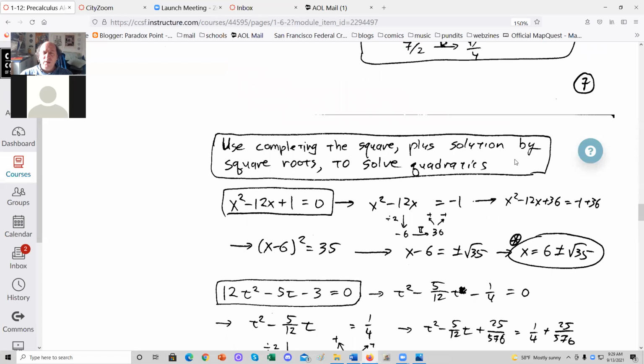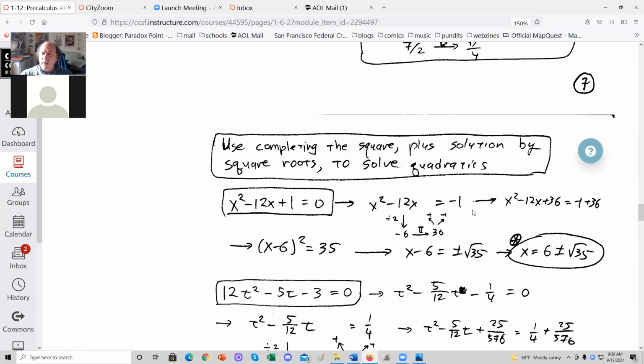So you can use completing the square plus solution by square roots to solve quadratics. Here's x squared minus 12x plus 1 equals 0. First, move the 1 over to the other side. Now we can complete the square. Half of negative 12 is negative 6. Squared is 36, add to both sides. x squared minus 12x plus 36 equals negative 1 plus 36.